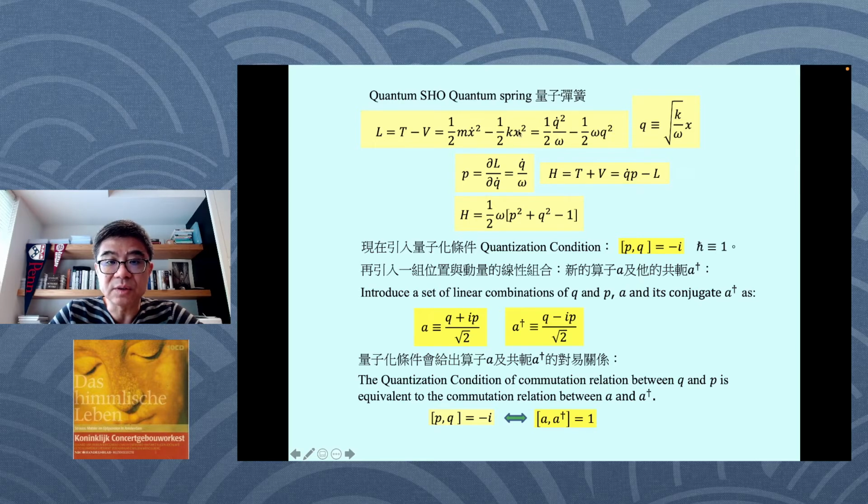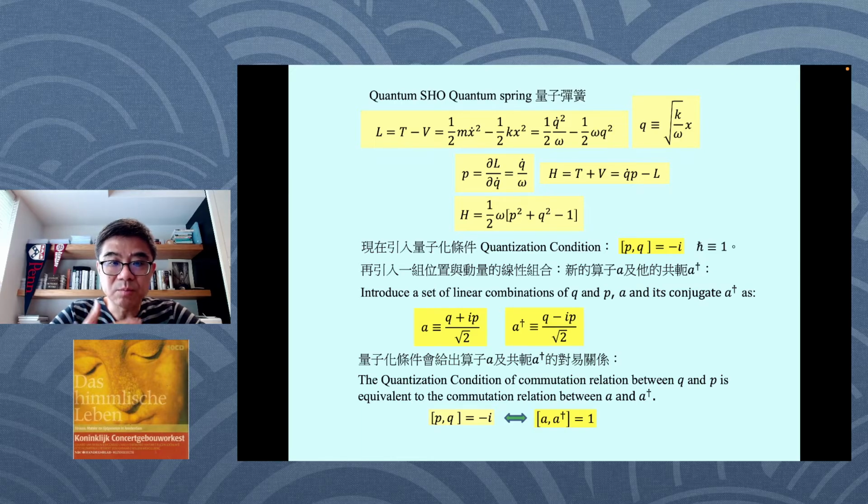Therefore, with some mathematical manipulation, you can derive that the Hamiltonian H is equal to 1/2 omega (P squared plus Q squared minus 1). Okay, so that's the classical mechanics. With this classical mechanics, you can continue to derive how Q will evolve in time. That is, we can derive the equation of motion, but that's too simple. We will not repeat it here.